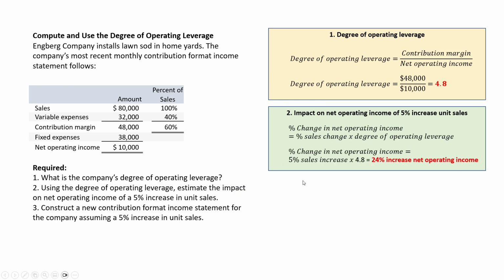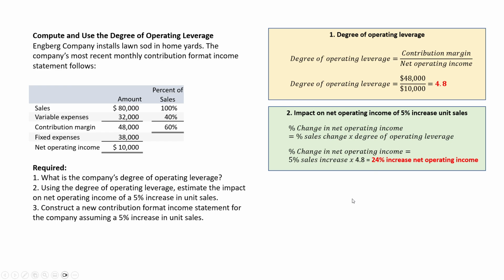For example, in this scenario, we're expecting sales to increase by 5%. If that occurs, multiply it times our degree of operating leverage multiplier of 4.8, and that lets us know a 5% increase in sales is predicted to increase net operating income by 24%. Now that may initially seem unbelievable, wow, small change in sales, huge change in net operating income. Keep in mind that a lot of this has to do with the composition of fixed expenses that aren't expected to change if our sales level changes.